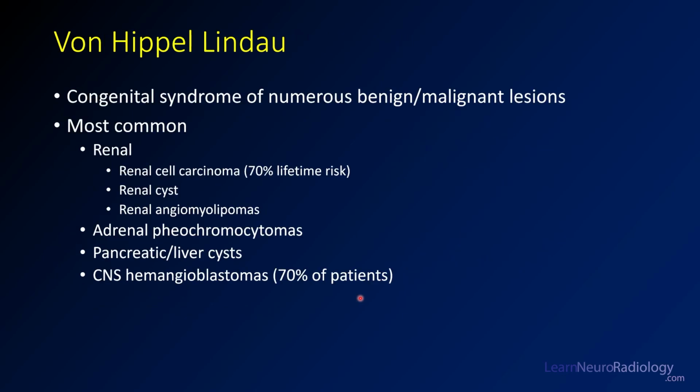Von Hippel-Lindau is a syndrome of numerous benign and malignant lesions. The most common ones that you see are renal lesions, renal carcinomas, renal cysts, renal angiomyolipomas, pheochromocytomas, pancreatic and liver cysts, and then what we saw here in this case, CNS hemangioblastoma. Now, these can occur in both the posterior fossa as well as the spine. So always be on the lookout in the spine as well. Approximately 70% of patients with von Hippel-Lindau are going to get CNS hemangioblastomas.